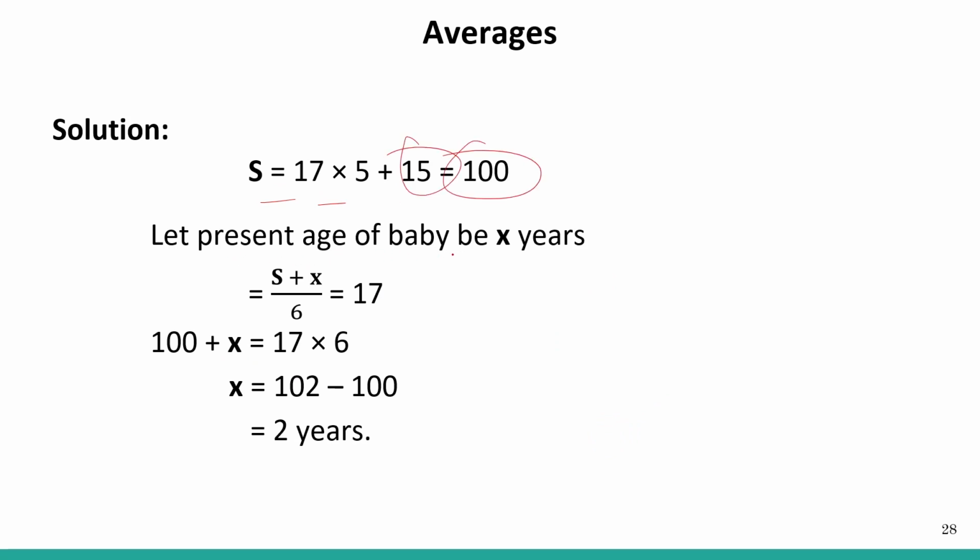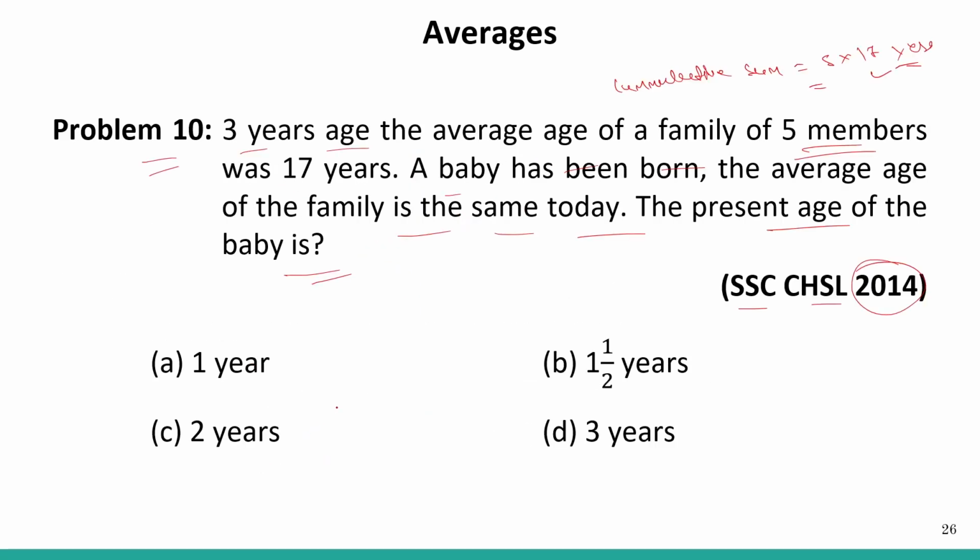So let the present age of the baby be X years. So (S plus X) by 6 is equal to 17. So 100 plus X is equal to 17 into 6. So 102 minus 100 is equal to what? 2 years. So the age of the baby will be 2 years. This is the correct answer here. All the others are incorrect.